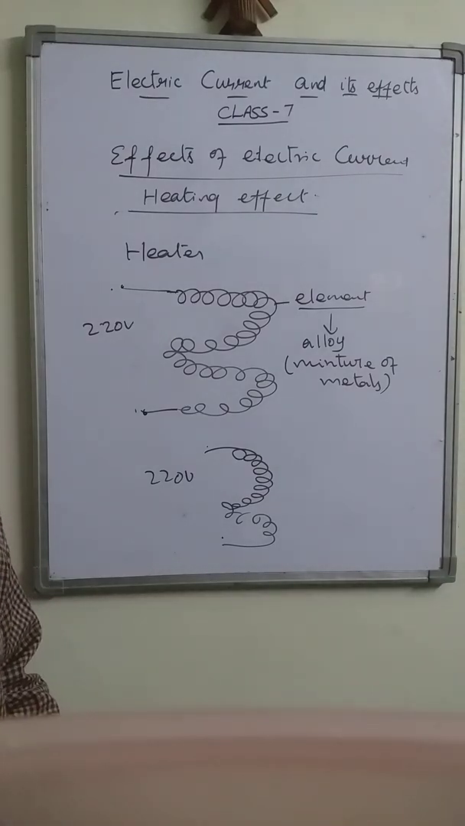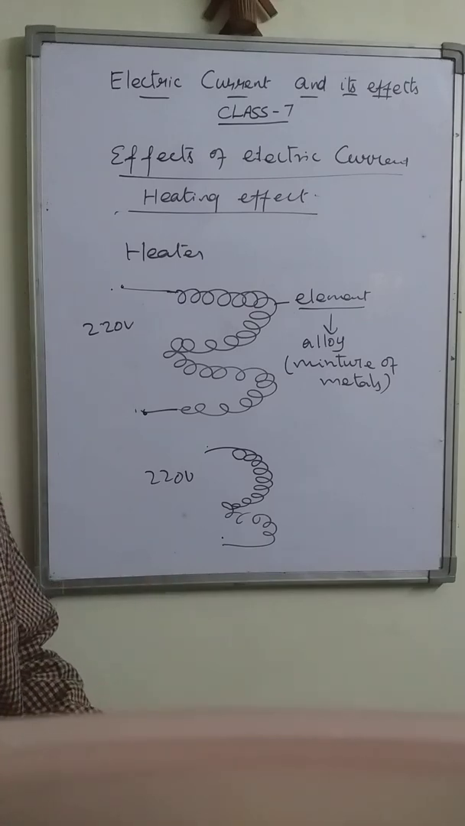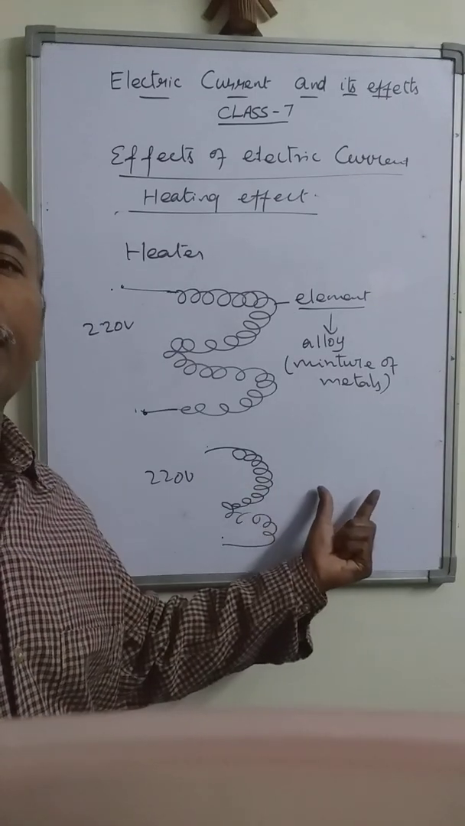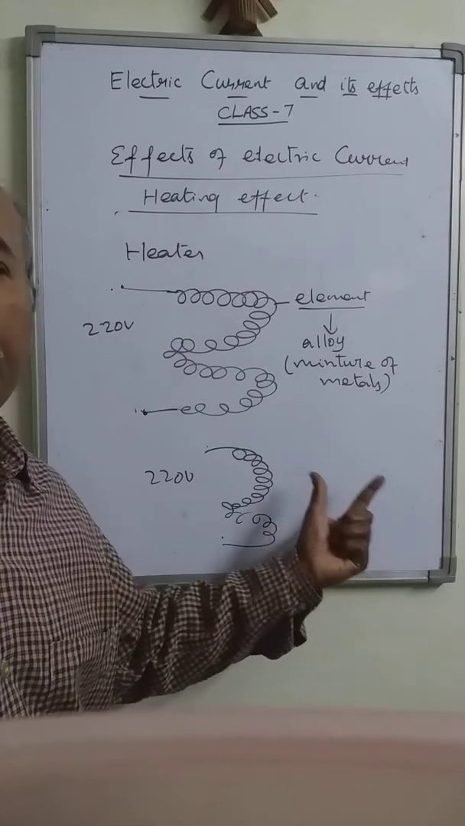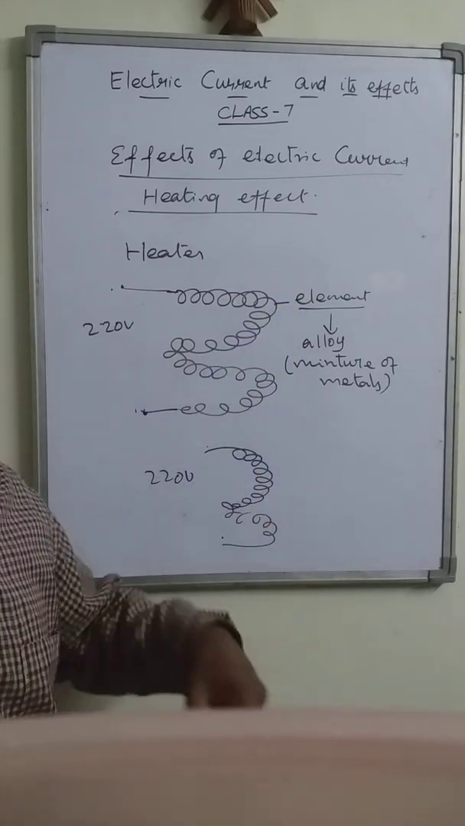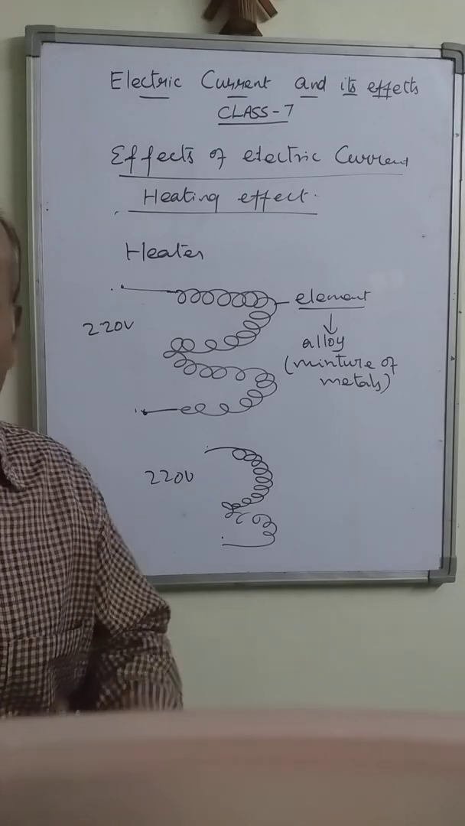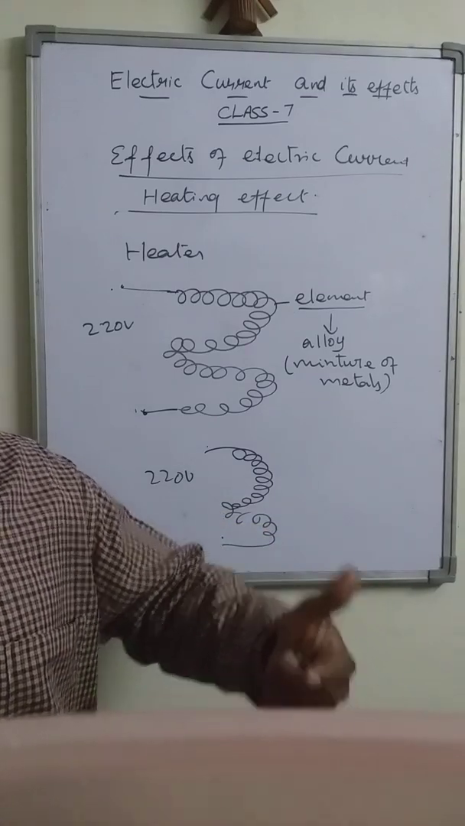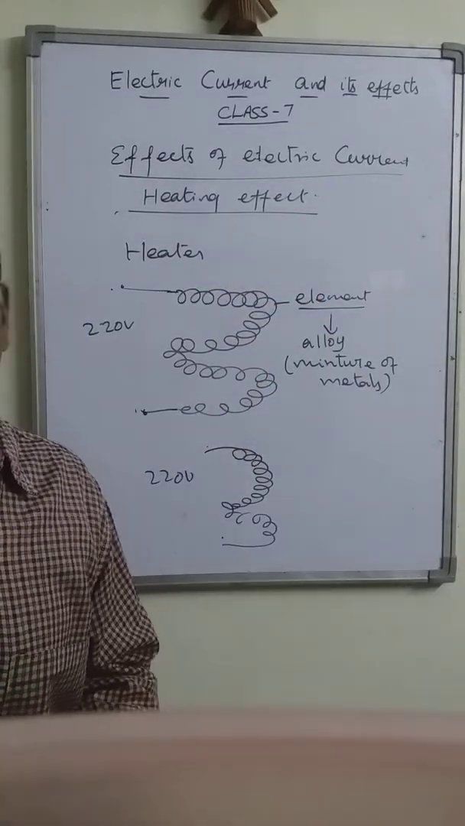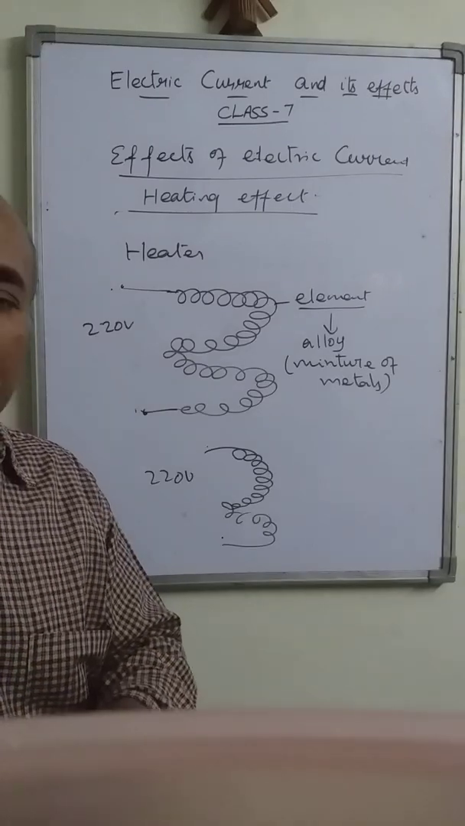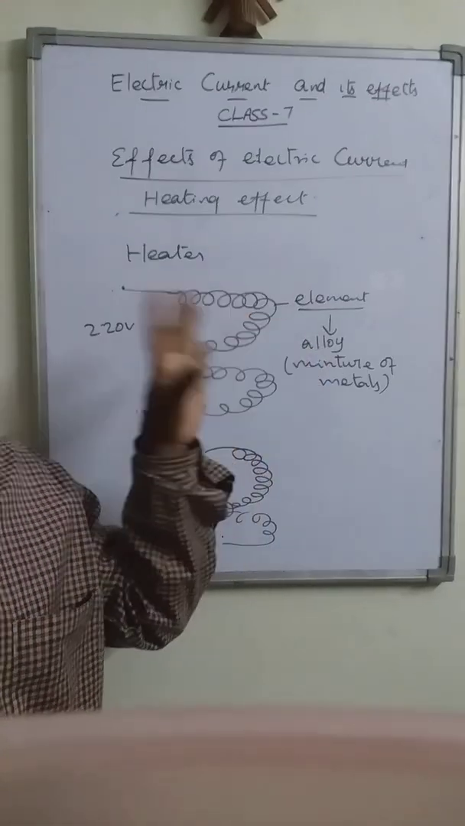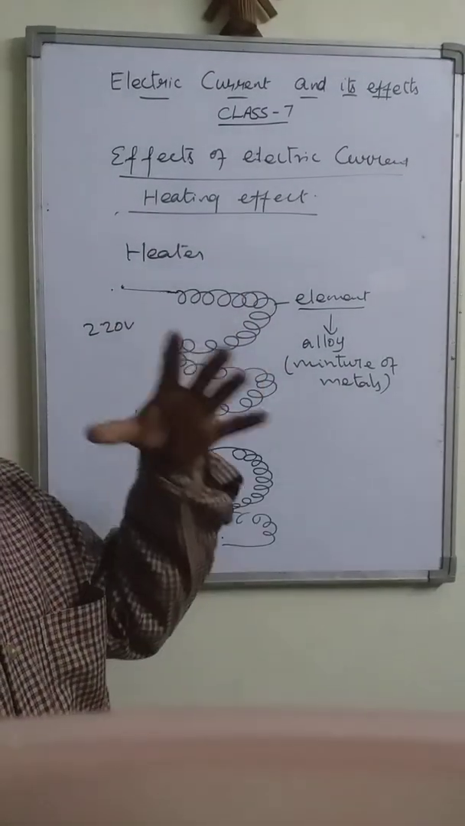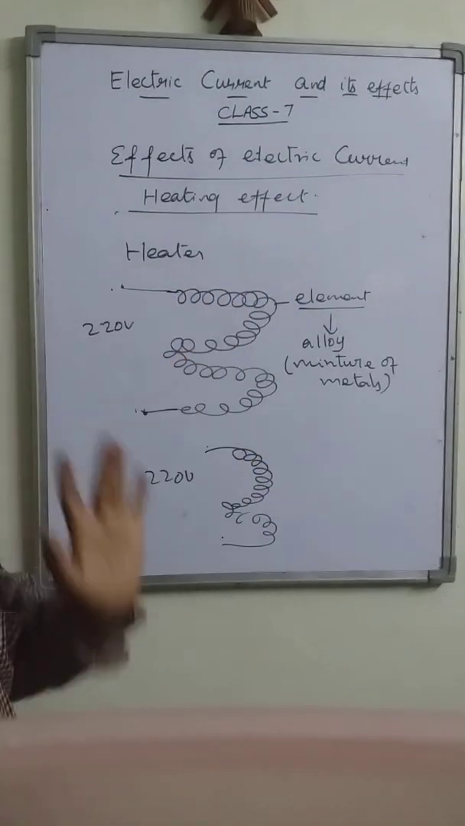Why is it so? It is because many factors are changing. This element is also made up of an alloy. This is also made up of an alloy. But still it is producing different amount of heat. So that means all the appliances produce different amount of heat according to some factors. There are so many factors which determine the amount of heat produced in it. Now let us see the factors on which the amount of heat produced depends.